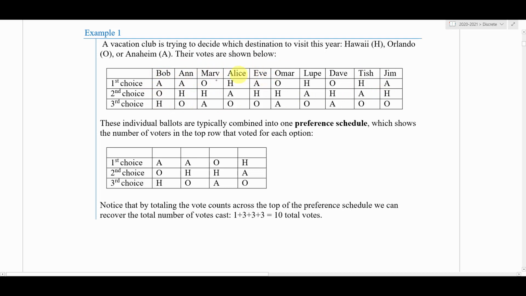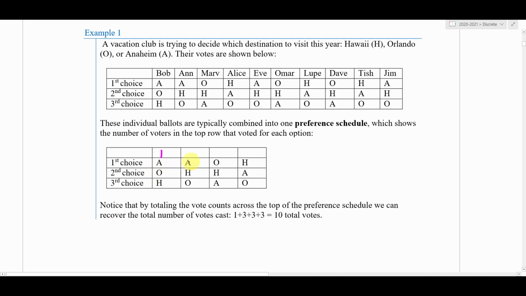Now, typically, once we have all of the votes in, what we like to do is we like to combine them and condense them into something that's a little bit more reasonable. And this is where we start getting numbers, all right? So if you look carefully through the table, you'll see that even though there were 10 people, there were only 4 different ways that people actually voted. So one of the ways that people voted was going Anaheim, Orlando, Hawaii, so AOH. And if I look up here, Bob was one of the people that voted AOH. And if I go through each individual ballot here, you'll see he was the only one. So I'm going to put a 1 up here at the top. So there was one person that voted this way.